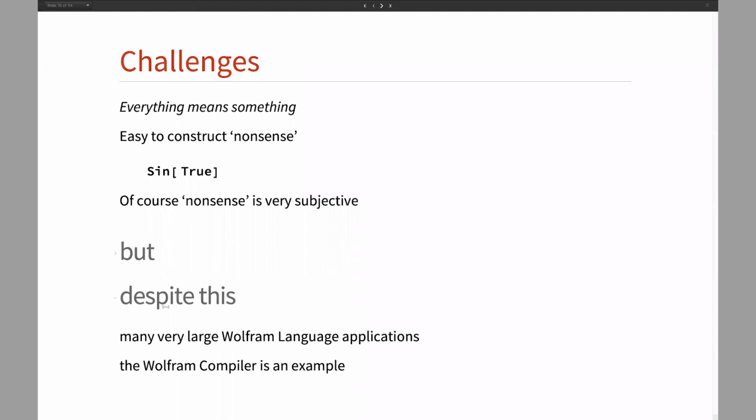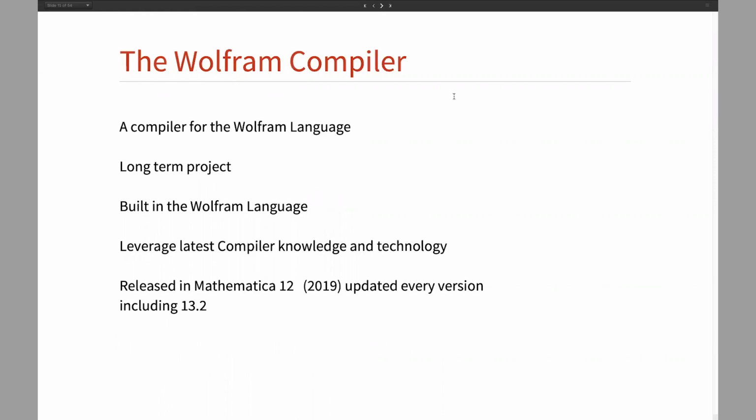But despite that, there are many very large Wolfram Language applications which can be written to be fast, and the Wolfram Compiler is an example of such a thing. So the compiler for the Wolfram Language is a long-term project that we've been working on for quite a few years, built in the Wolfram Language. I'll show a little bit later how we actually do that.